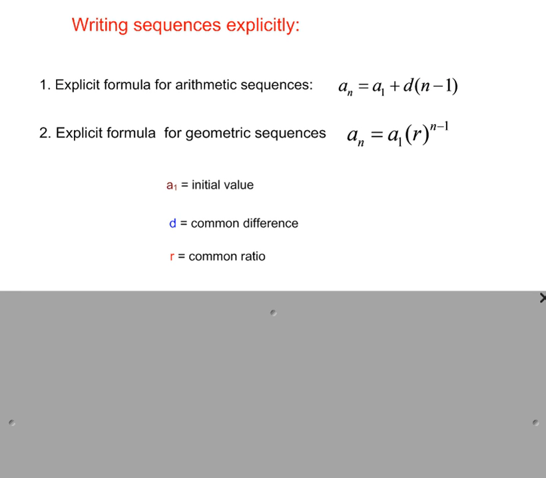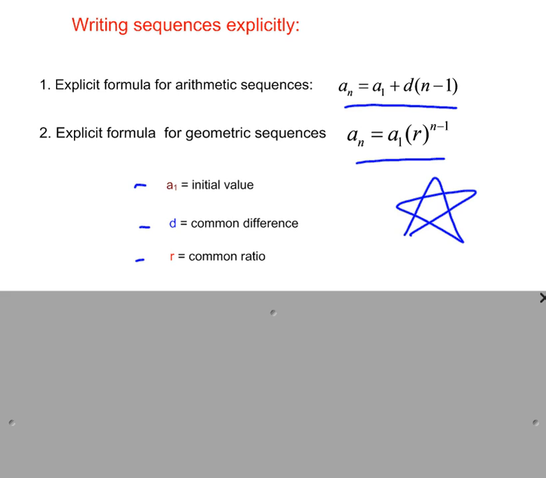So writing sequences explicitly really comes down to this. Something to put into your notes. The explicit formula for arithmetic sequences is up here. The explicit formula for geometric sequences is right here. a sub 1 is the initial value. d is the common difference. r is the common ratio. So I recommend that you go ahead and put that into your notes, and then let's practice this one more time.